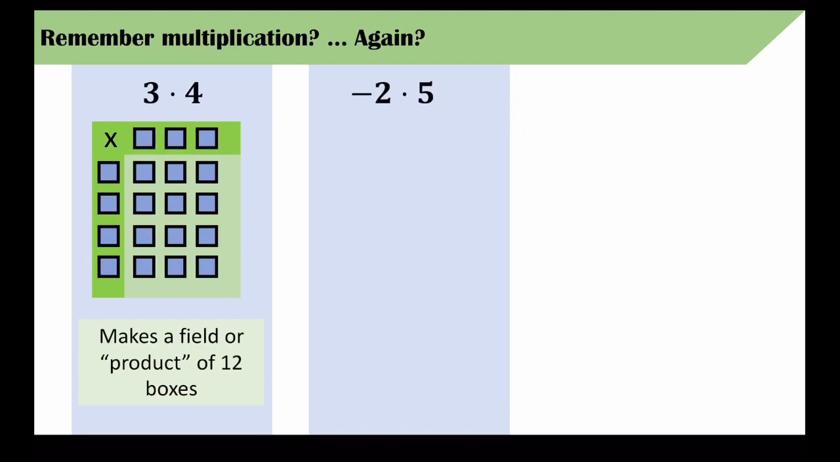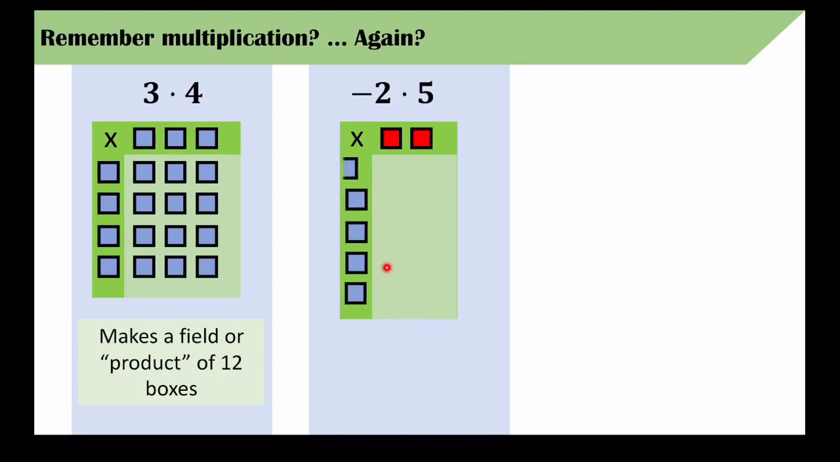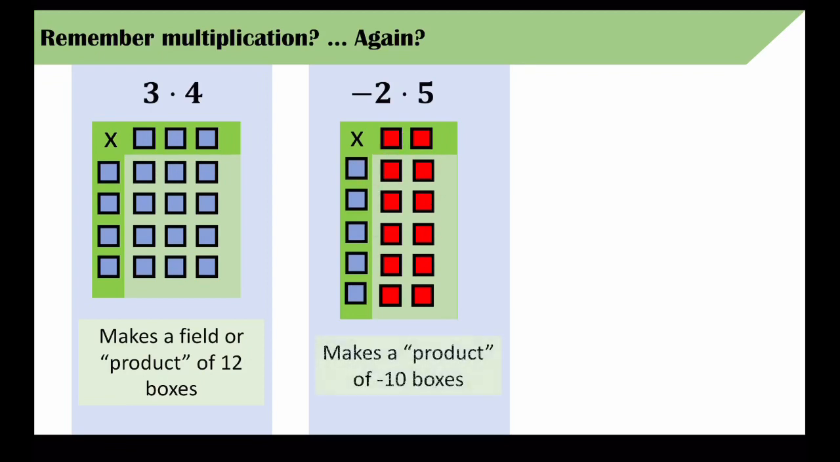-2 times 5. Now it doesn't matter what side I actually set up the -2 on, as long as it just fits. I designed my box to fit it. So we have -2 sets of 5 or 5 sets of -2. Now I color-coded red for negative. When we have red times a blue, or negative times a positive, you're going to get a negative. So that's why we have a red box here. So it makes a product of -10 boxes. So -2 sets of 5 gives you -10, or 5 sets of -2 gives you -10.